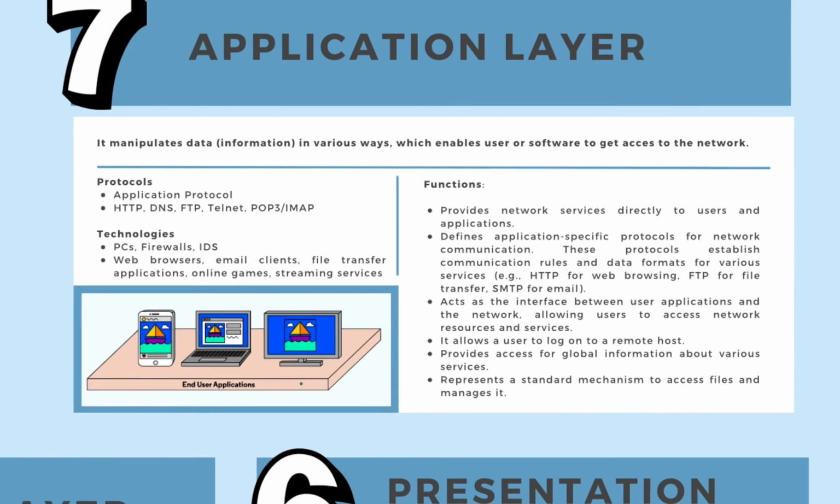After this layer, we have the application layer, which is also really important because it's the one that we as users can see and interact with. It basically manipulates data or information in various ways, which enables the user or software to get access to the network. Among the functions, it provides network services directly to users and applications. It defines application-specific protocols for network communication, and these protocols establish communication rules and data formats for various services.